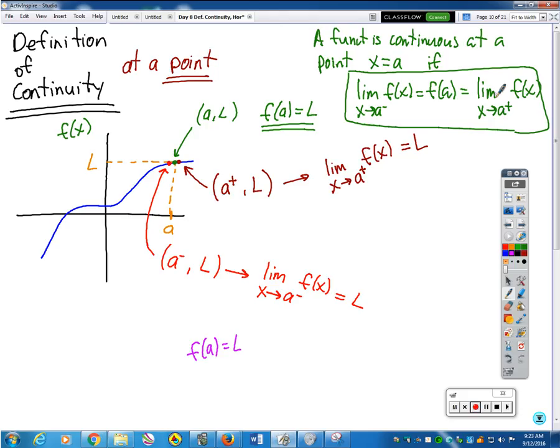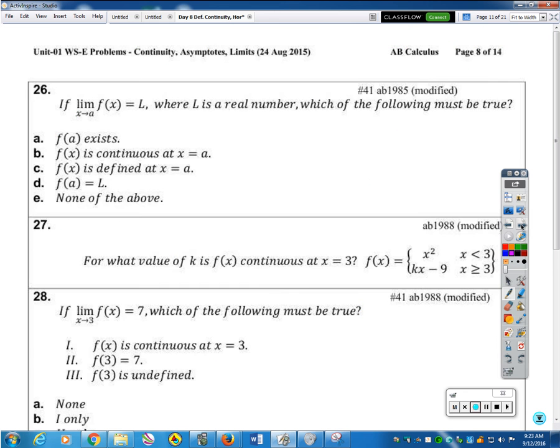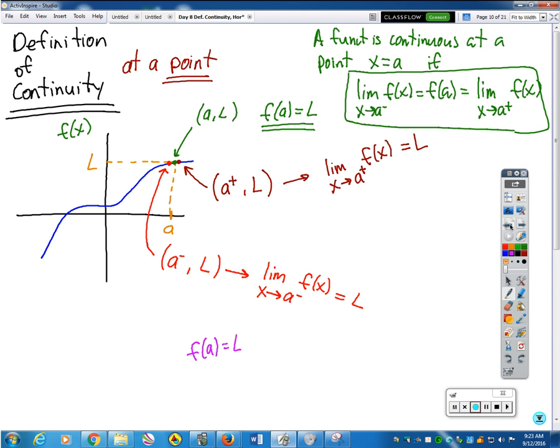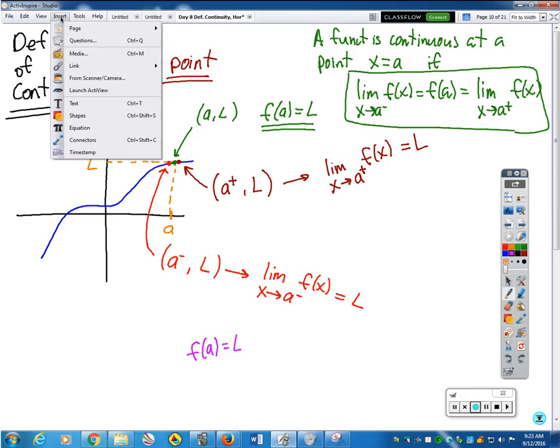Perfect. Okay, let's go to the next page. So this was an example of a function that is continuous. Here's an example of one that isn't. Let me get a new page here. Hold on.